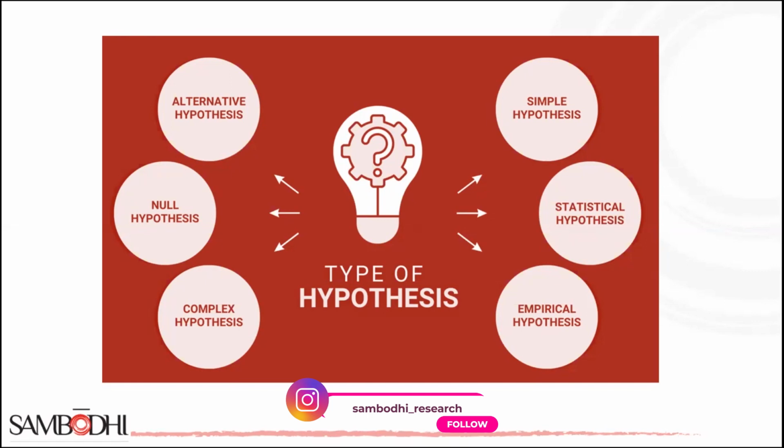Simple hypothesis next. A simple hypothesis is a statement made to reflect the relation between exactly two variables, one independent and one dependent. Consider the example here: smoking is a prominent cause of lung cancer. So the dependent variable, lung cancer, is dependent on the independent variable, that is smoking.